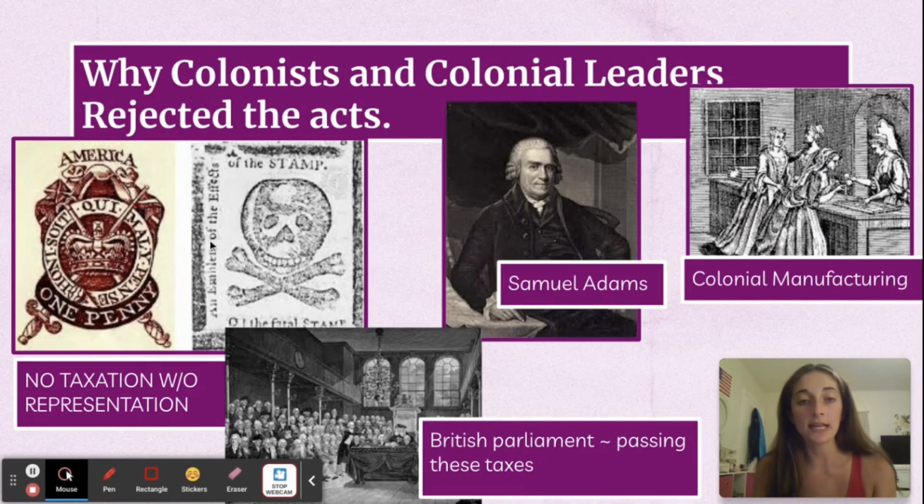So we can see on the screen the stamps that helped represent no taxation without representation. We can see an image of British Parliament, who was the ones passing these taxes, and then we can see a portrait of Samuel Adams, who was a key piece in not only the Revolution, but in the repelling of these taxes as well.